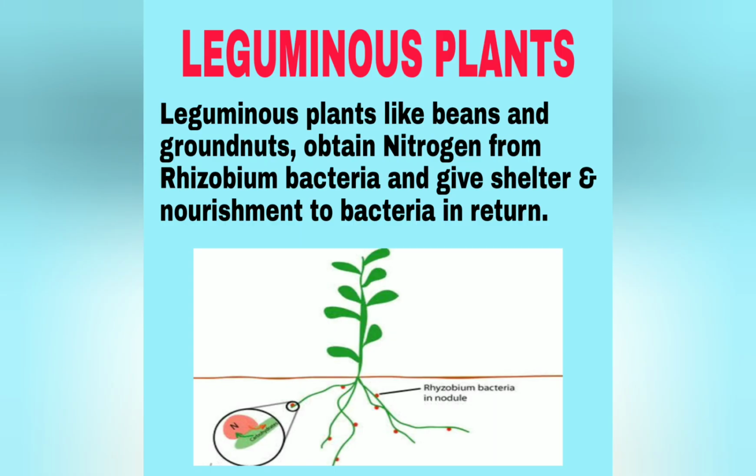Another example of symbiotic plants is leguminous plants. Leguminous plants obtain nitrogen from rhizobium bacteria. These plants give shelter and nourishment to the rhizobium bacteria in their roots. In return, rhizobium traps the nitrogen from soil and supplies it to the plant.